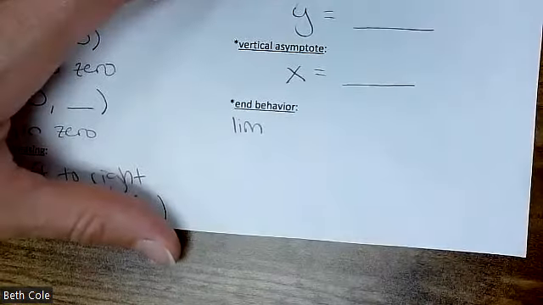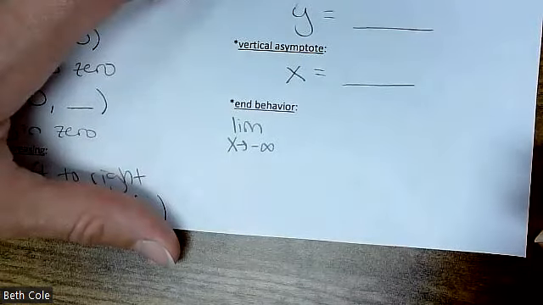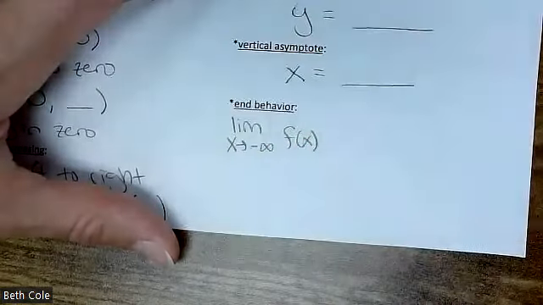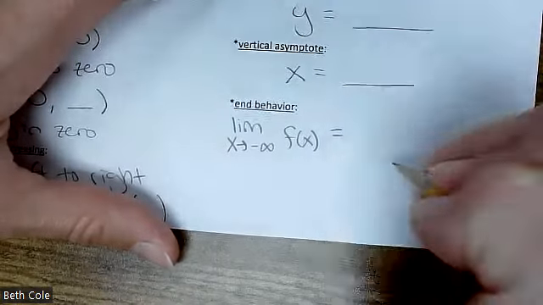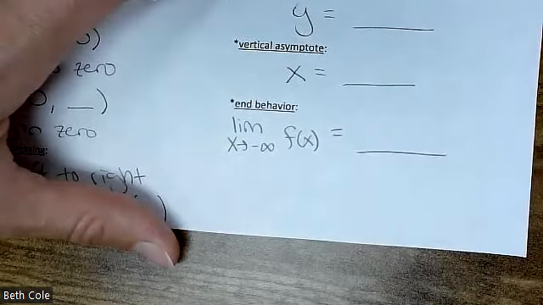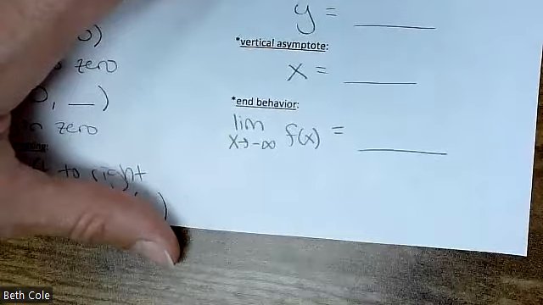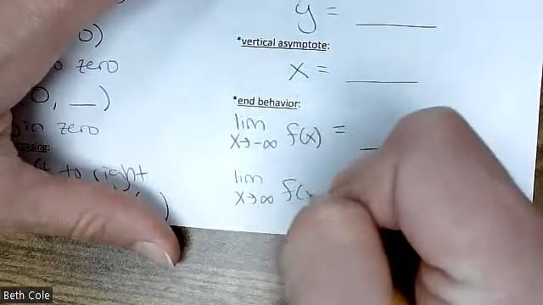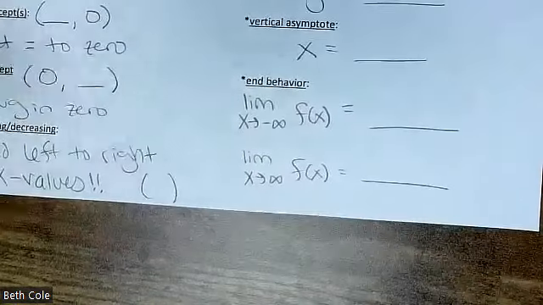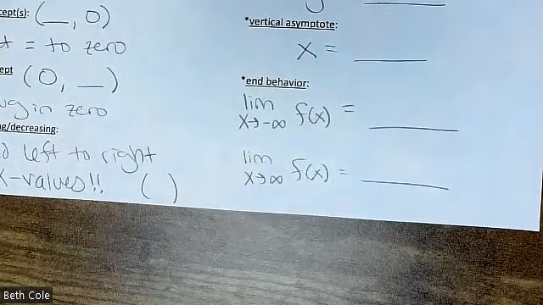So you write LIM, that's limit, x arrow negative infinity of the function. It's shorter than writing "as x arrow negative." And you would say that equals whatever the left side does. Negative infinity is the left side. And then you would have limit x arrow positive infinity of the function equals, and then that's where the right side goes. So it's just the left side and the right side.